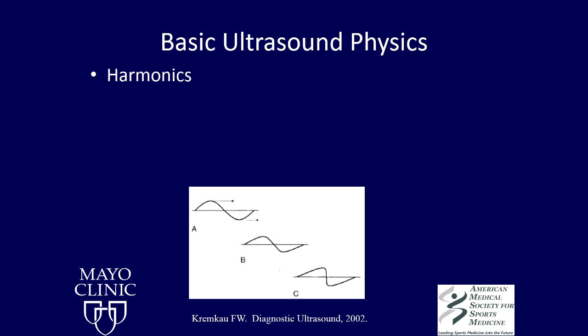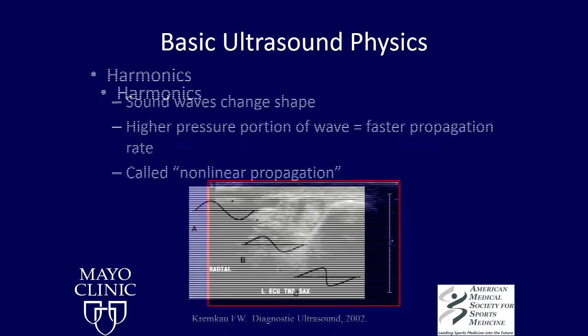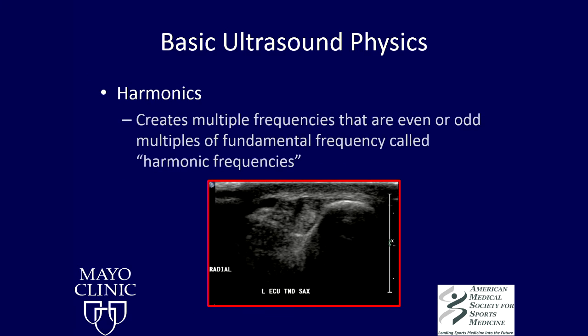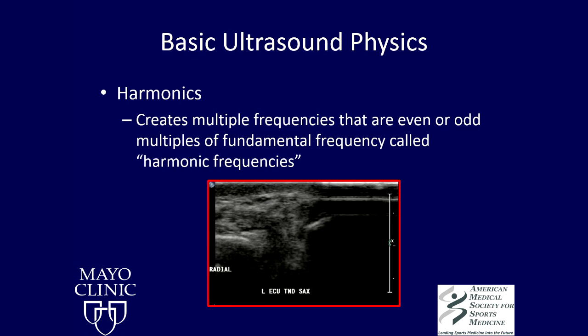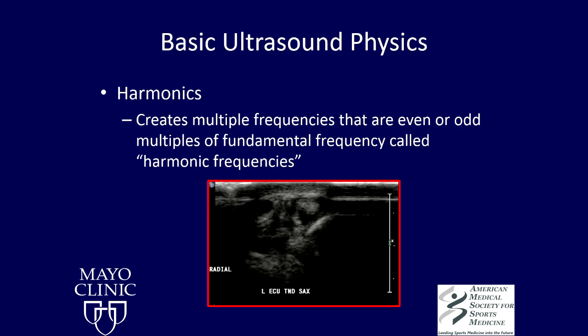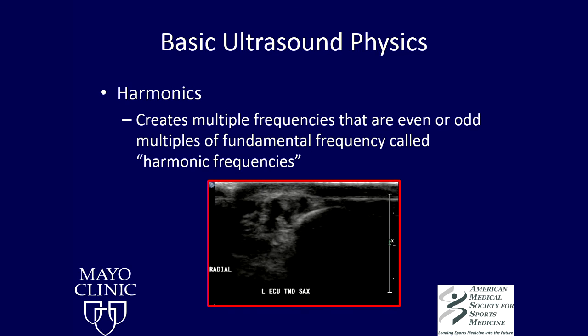Harmonics happen as a sound wave goes through tissues. That sound wave will start changing shape, with the higher pressure portion of the wave traveling faster and the lower pressure portion of the wave traveling slower. And with this nonlinear propagation, you're going to create harmonic frequencies of the original sound wave. And these harmonic frequencies, or new frequencies, are even or odd multiples of the fundamental frequency, or the original frequency. And these are called harmonic frequencies.